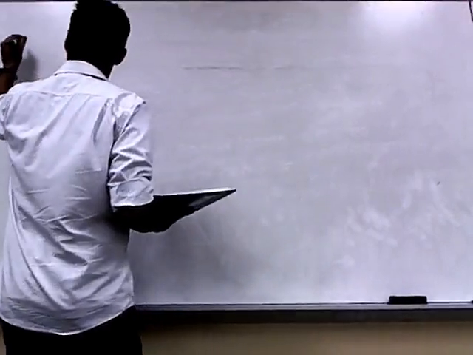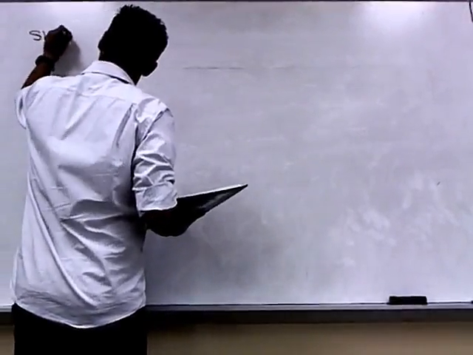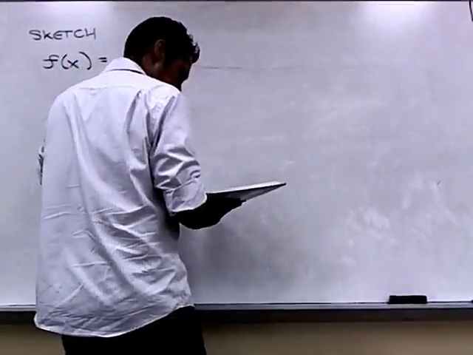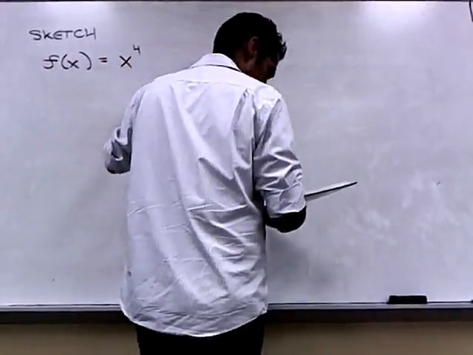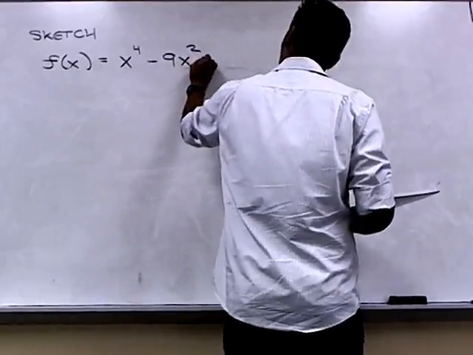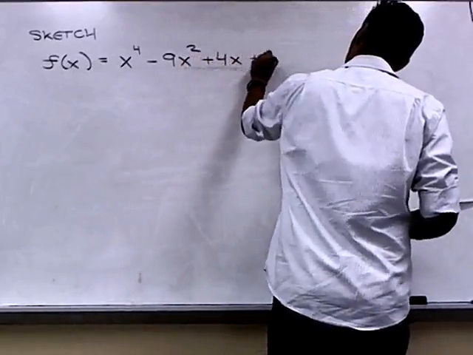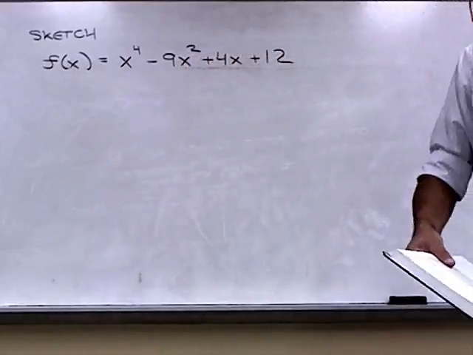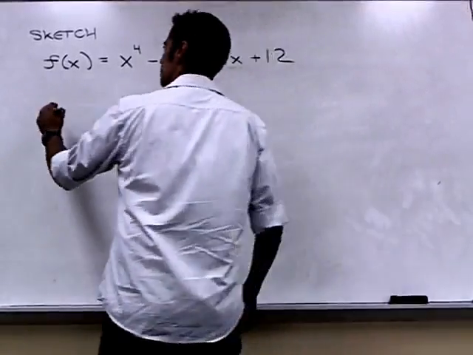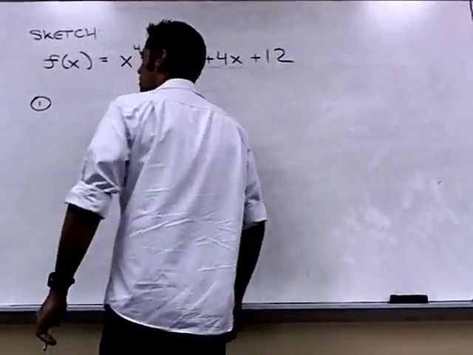Let's try this. Sketch the following polynomial function. F of x equals x to the 4th minus 9x squared plus 4x plus 12. Let's go through the steps. First step is what?